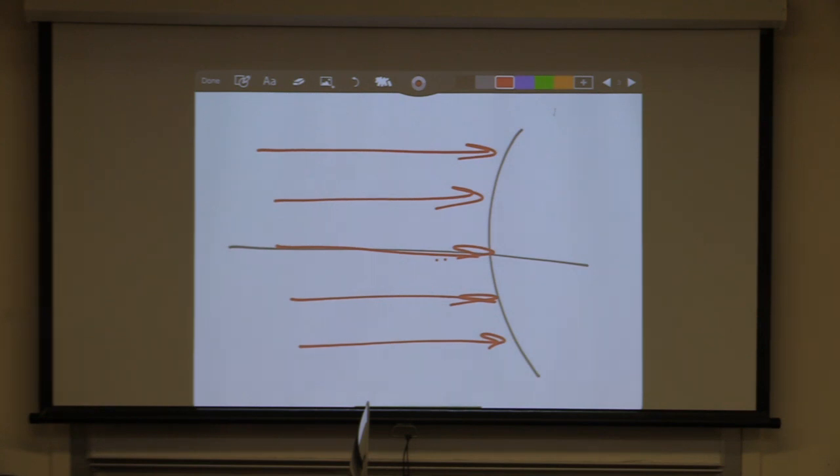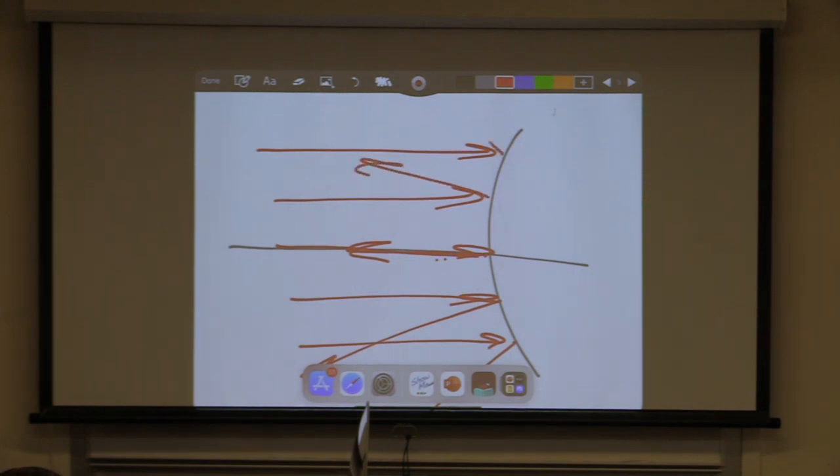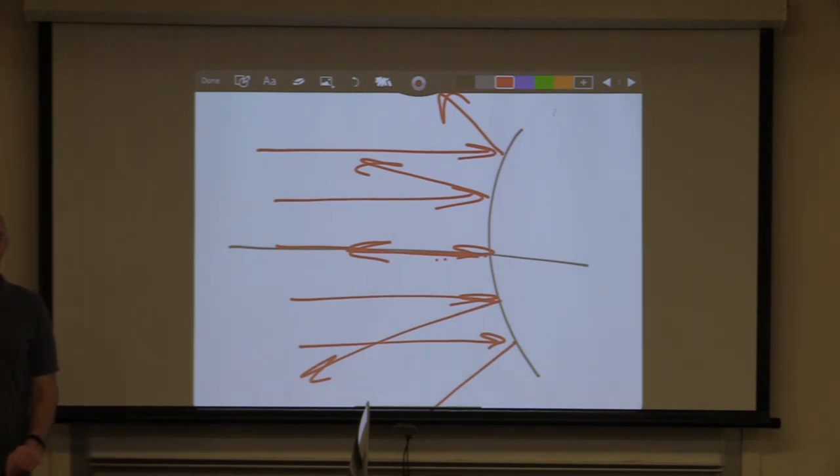Were you paying attention? I told you to come down and look. Say what? They're going to diverge. They're going to spread out. The one that hits right at the axis is going to go straight back. The one that hits here is going to go out a little bit. The one that hits here is going to go out a little bit more. The one that hits up here is going to go out a little bit more still. And they just spread out. They get farther and farther away.